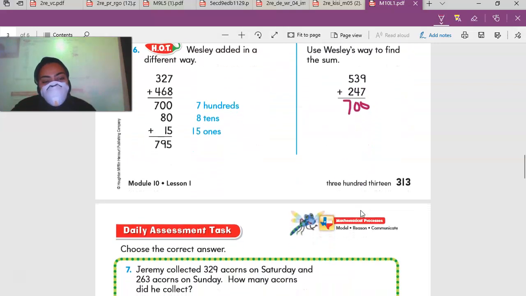So what Wesley did is he added the hundreds place first, and for 3 plus 4 he got 7, so 700. And then he's going to add the tens place next. What's 2 plus 6? 8. That's 80, 8 tens. What's 3 plus 4? 7. So we have 7 hundreds. I'm sorry, 7 tens, which is the same as 70.